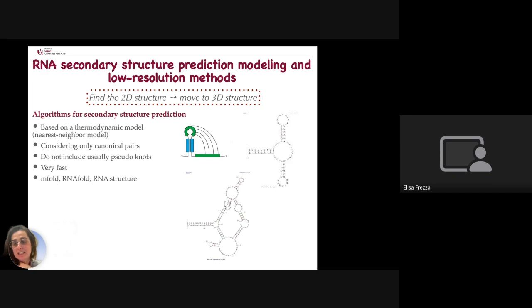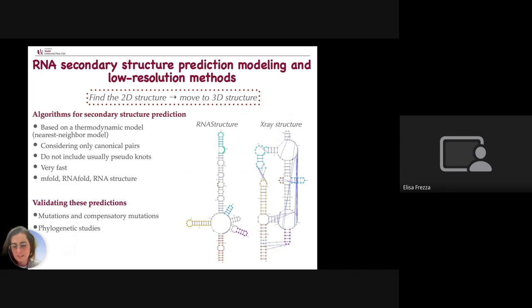There are several methods that try to minimize the energy, based on this thermodynamic model, to obtain the secondary structure. Although this is quite important, there are a lot of limitations. Here on the left I show you an example of a predicted RNA structure, and on the right the X-ray structure, and we realize that the structures are completely different. Some regions are predicted quite well, but a lot of the RNA structure is not correctly solved, so we may need validation of the predictions by mutation analysis and phylogenetic studies.